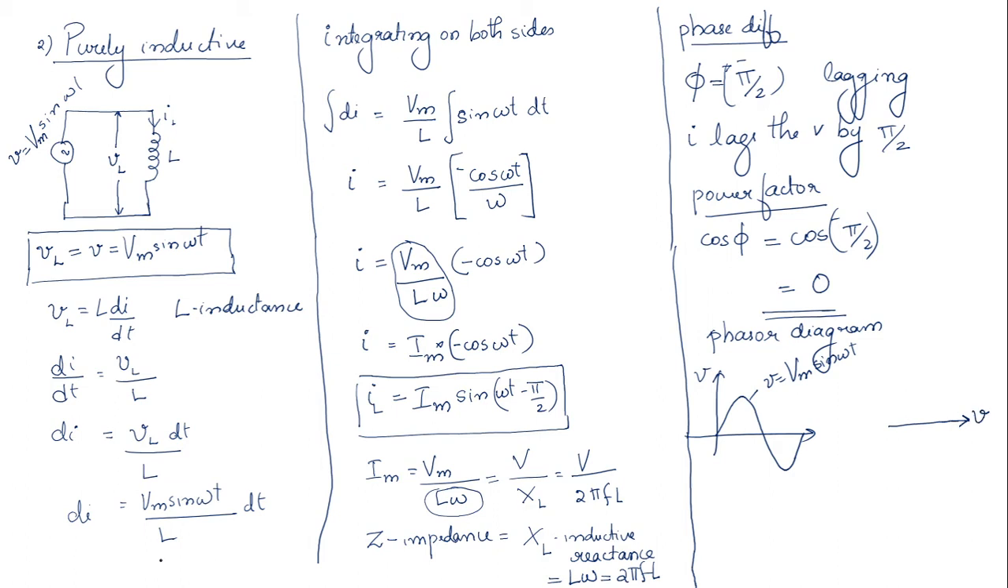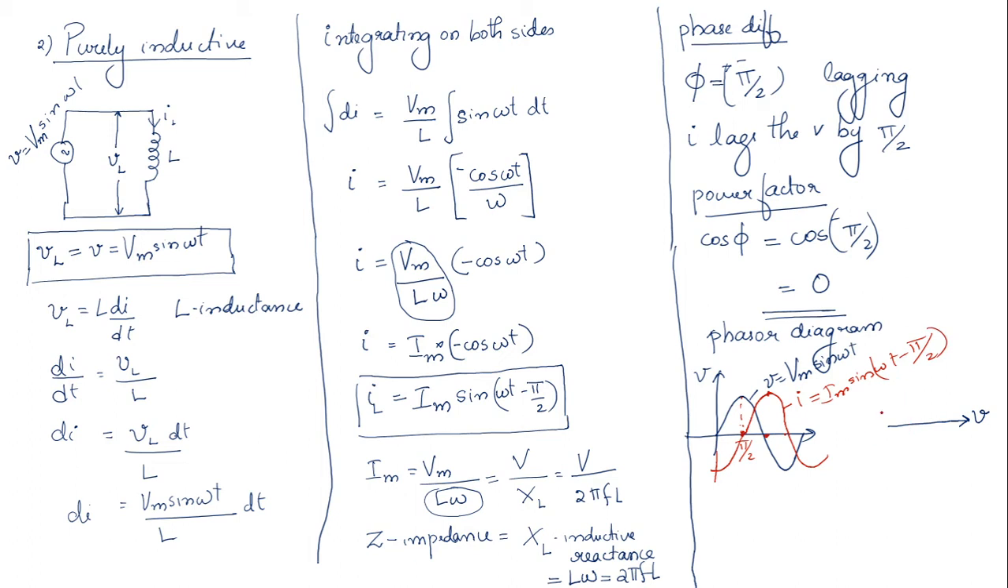Next I am going to mark the current waveform. The current waveform is lagging the voltage waveform by pi by 2, which means your waveform will look exactly like this. At the middle of each point, when one is reaching 0, the other one will reach the peak value. When this one reaches its 0 value, the other reaches its peak value, going like this. So this is the current equation: i is equal to Im sin of omega t minus pi by 2. Now let's represent the same thing in a phasor diagram.